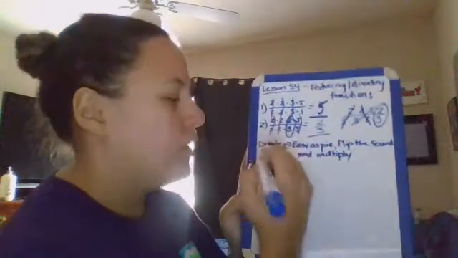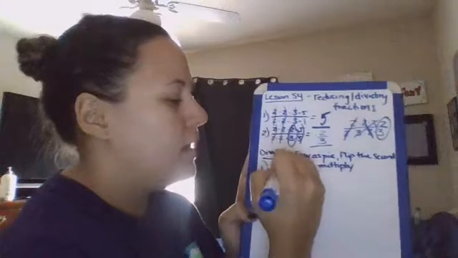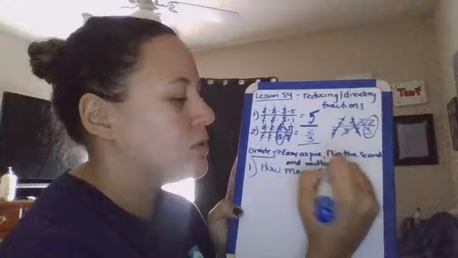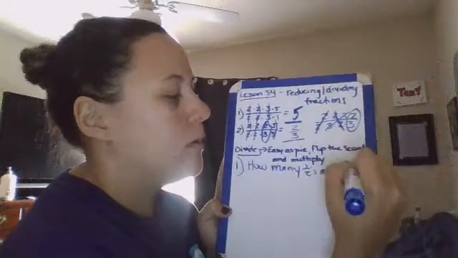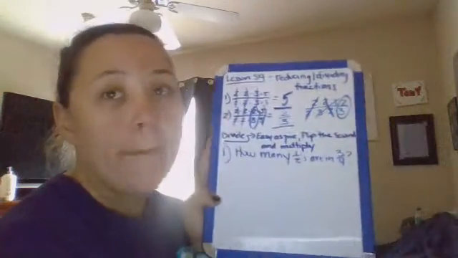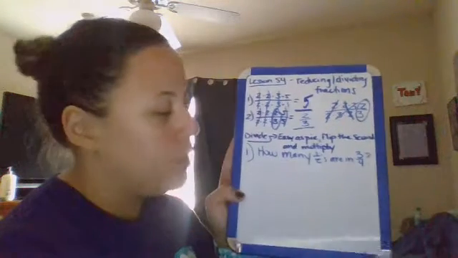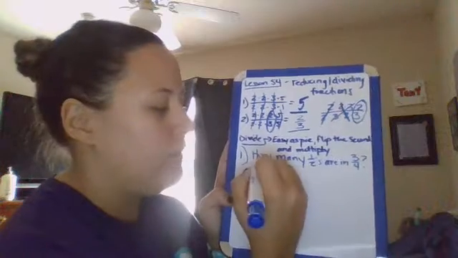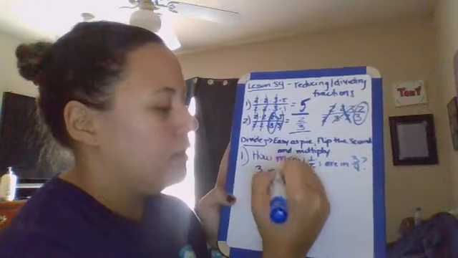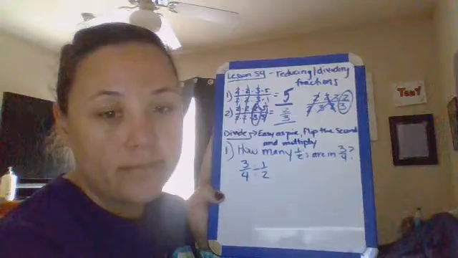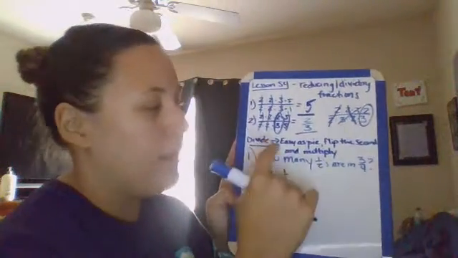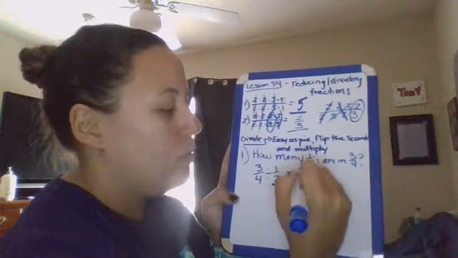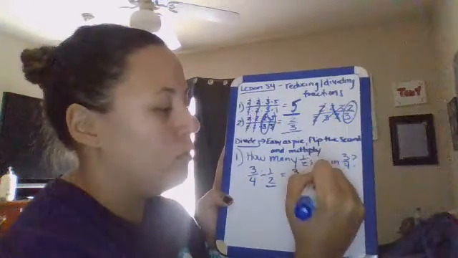Our first example: how many 1/2 are in 3/4? In order to figure that out, we have 3/4 divided by 1/2. And then we go back to easy as pie. We're going to flip the second and multiply. So it's actually 3/4 times 2 over 1.